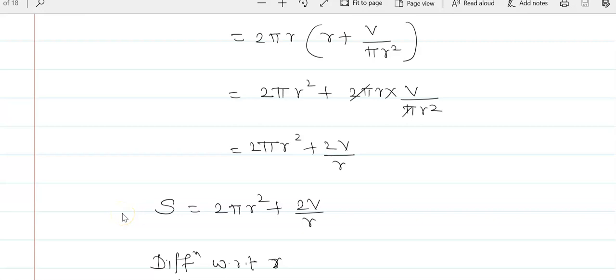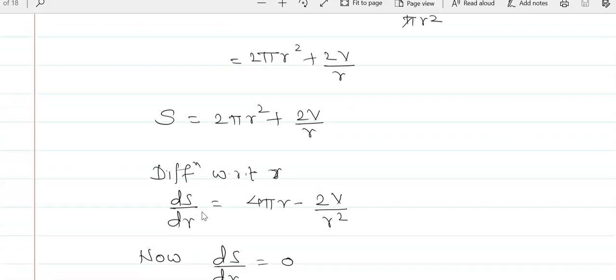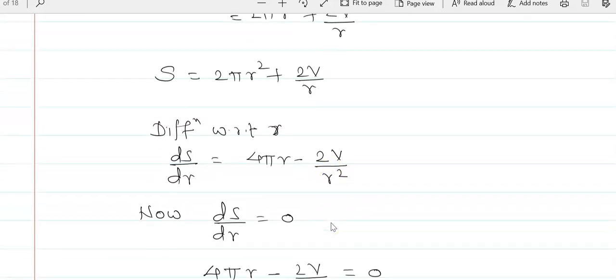We want to find out its first derivative and second derivative. The first derivative equals 0, and when we find its second derivative, it must be positive for the given value of r. Now differentiate this with respect to r. ds upon dr is equal to 4 pi r minus 2v upon r square. That is the derivative of 1 upon r. The derivative of 1 upon x is minus 1 upon x square. In the same way we have taken here.